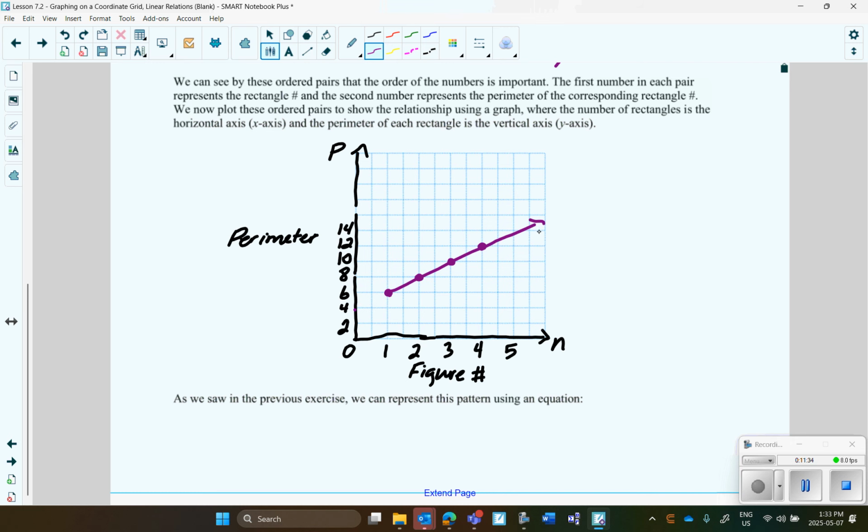Would that be acceptable or unacceptable? It makes more sense, absolutely. We definitely shouldn't have a line going this way, and we definitely shouldn't have an arrow going that way. But think about what these represent. The figure number. Yep.